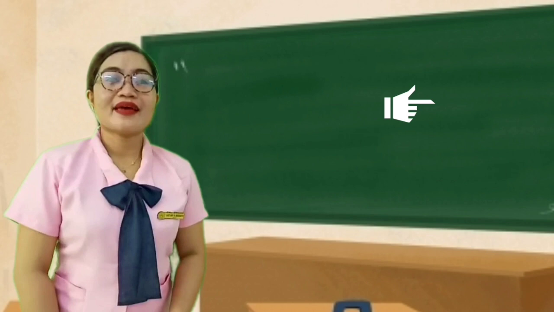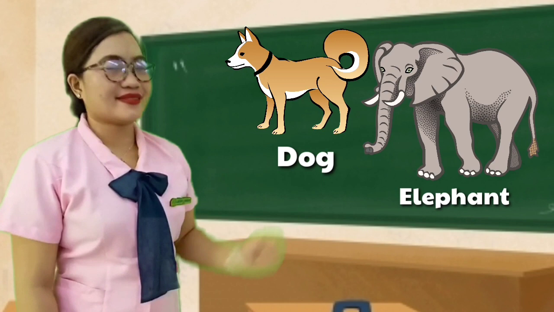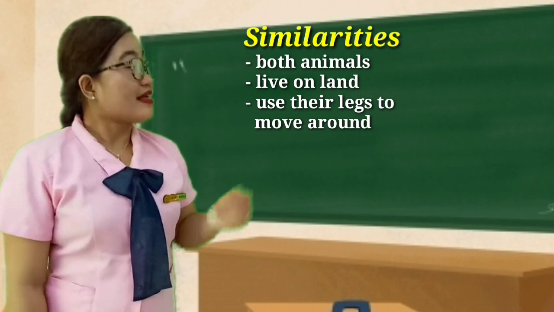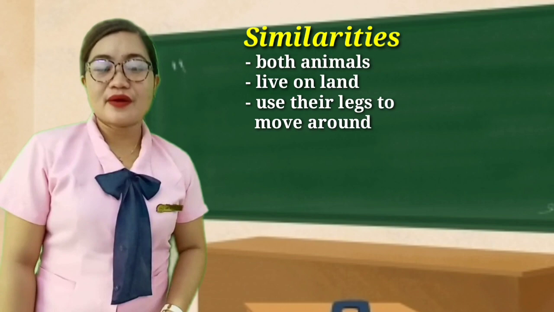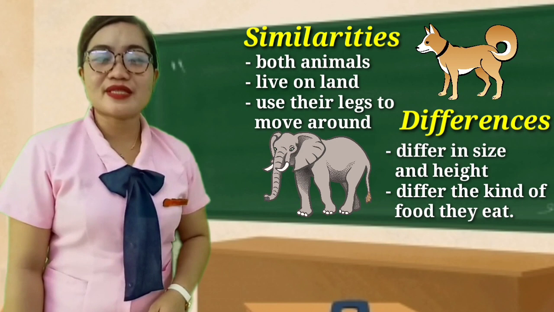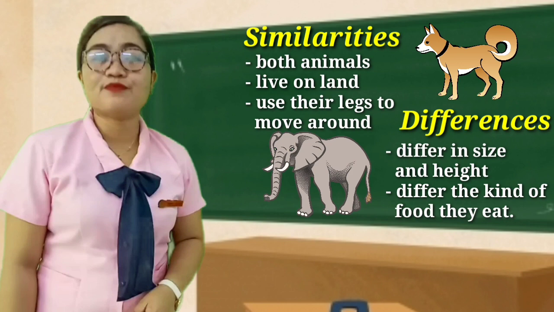Another example, let's compare and contrast dog and elephant. Their similarities are: they are both animals. They live on land. They use their legs to move around. Their differences: they differ in their size and height. They differ in the kind of food they eat.